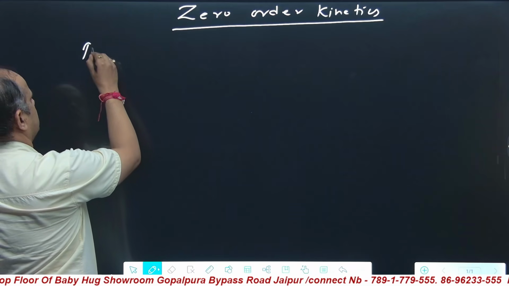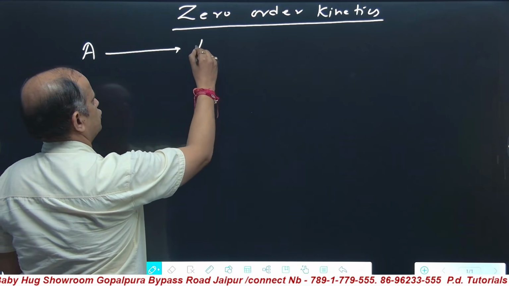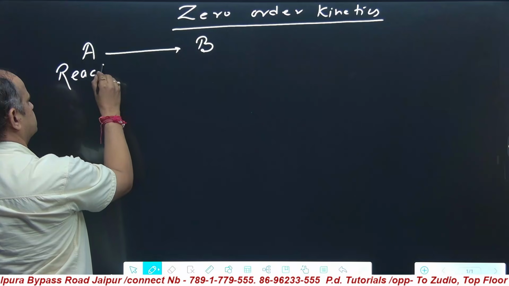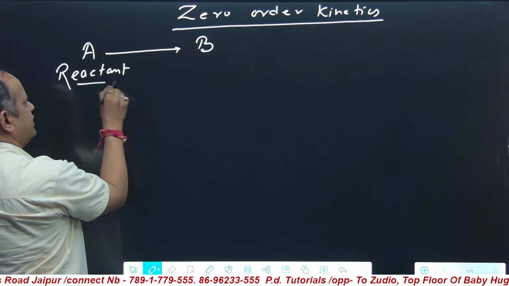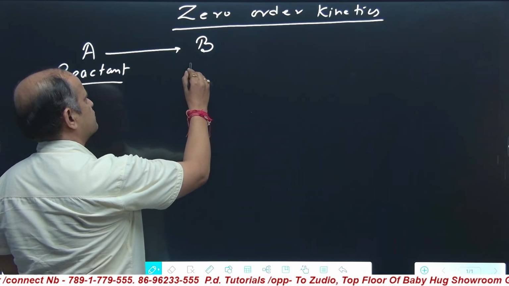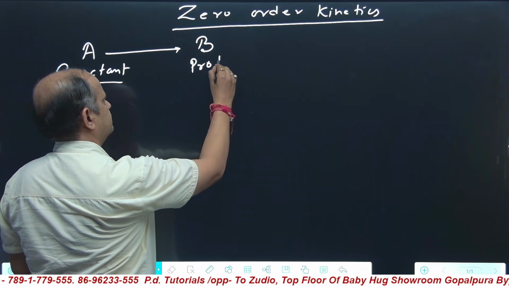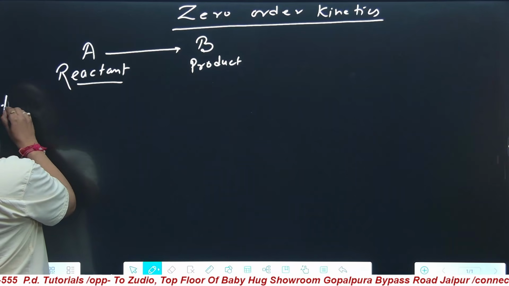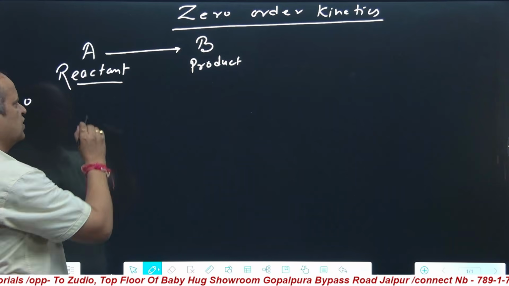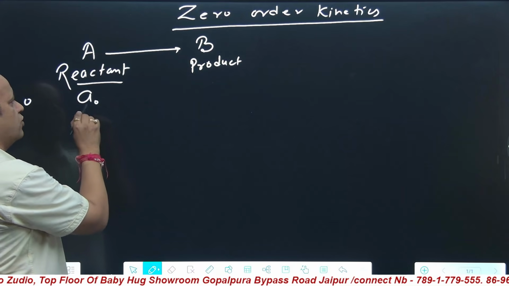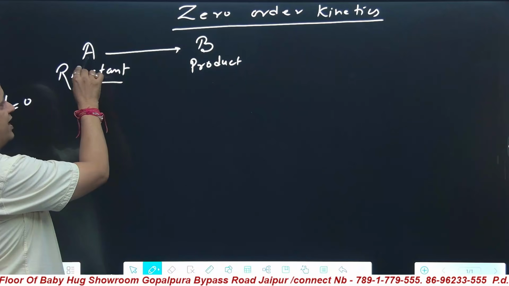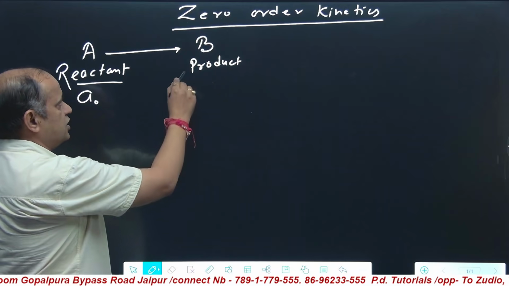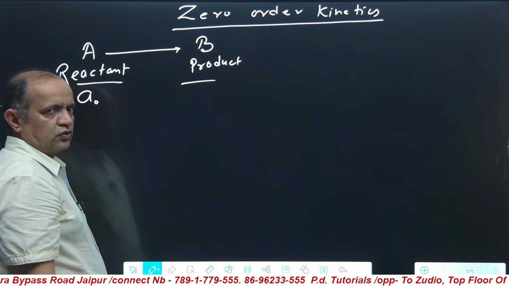A gives product B. A is the reactant. It disappears with time. B is the product. It forms with time. At T equals 0, as we studied earlier, the concentration of capital A is A naught. Initially the concentration of product is 0. No product is formed.